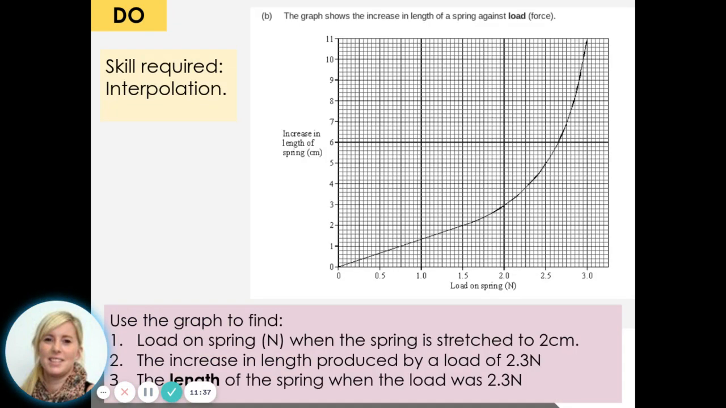So this is another graph that's been produced then. So same practical, the graph shows the increase in length of a spring against load, and the load is the force applied. And one of the skills you have to be able to do is called interpolation. So this is where you read data from within your data points.